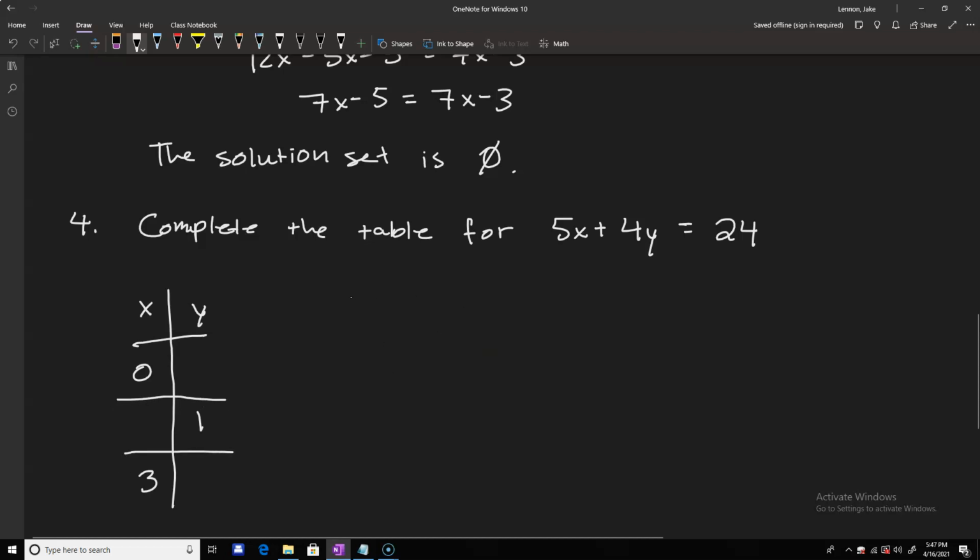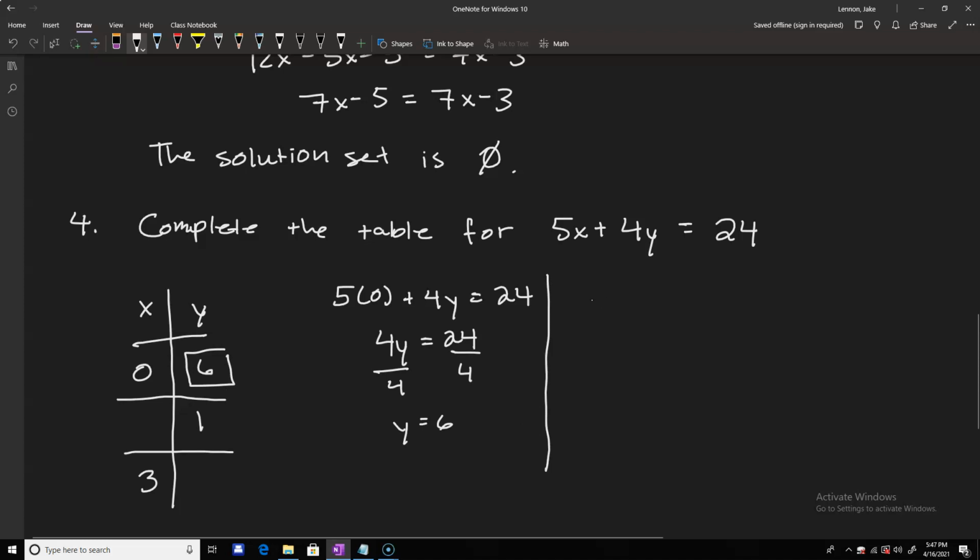So the first thing, if we plugged in 0 for x, we'd get 5 times 0 plus 4 times y equals 24. 5 times 0 just becomes 0, so that vanishes. So we're just left with 4y equals 24. And we can divide by 4, and we end up with y equals 6. So this would be our first answer.